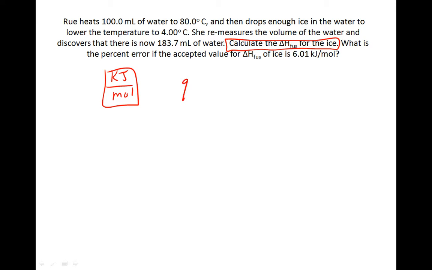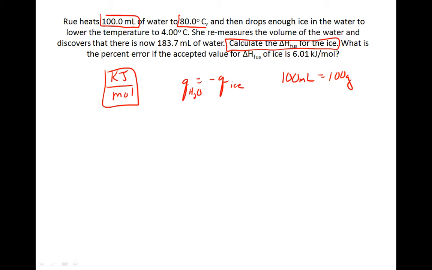This is also a Q equals negative Q problem. In this case, we're looking at the Q of the water, which is usually what we're looking for, versus the Q of the ice that melted. So for the water, we can see that we have 100 milliliters of water, which is the same thing as 100 grams of water, because the density of water is 1 gram per milliliter. So we're starting with 100 grams of water.